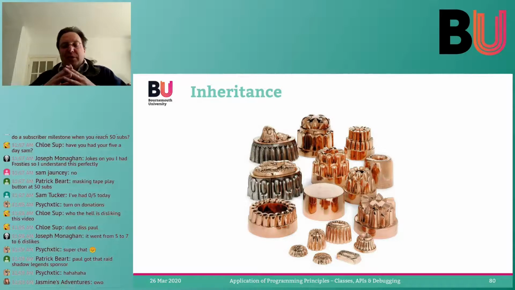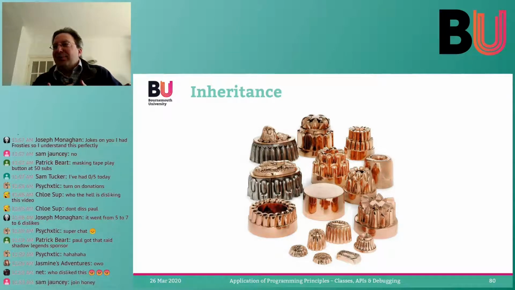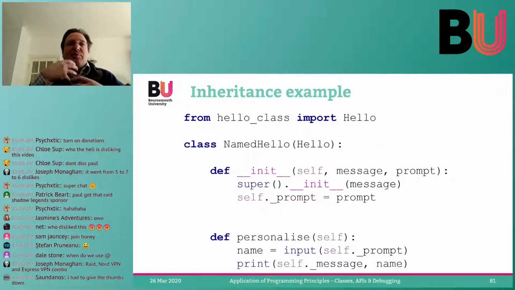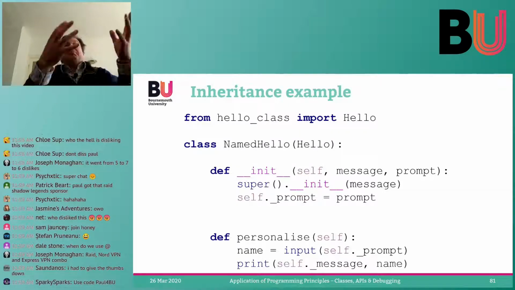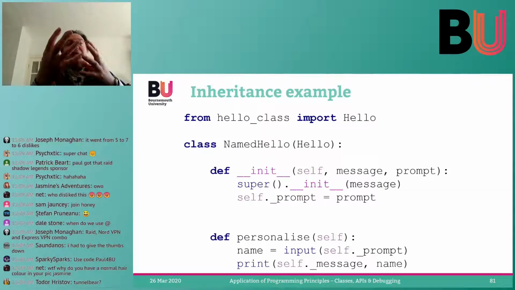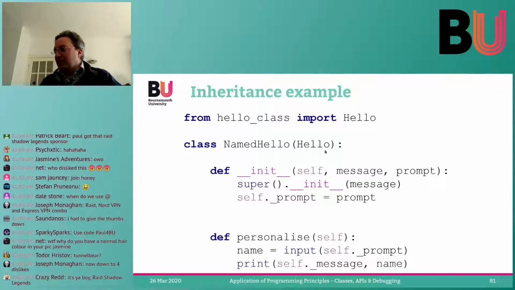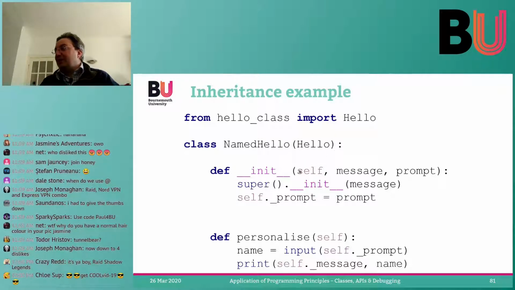So inheritance. Sometimes you have a number of classes that work together. And that's about inheritance. You can have a class that takes the functionality of another class. And that is what we use inheritance for. So we start out with, okay, we import the class Hello from the file hello_class.py. That's where we start. And then we define a class named Hello, where we put in parentheses the variables. And now we can have a constructor that takes two parameters, message and prompt.